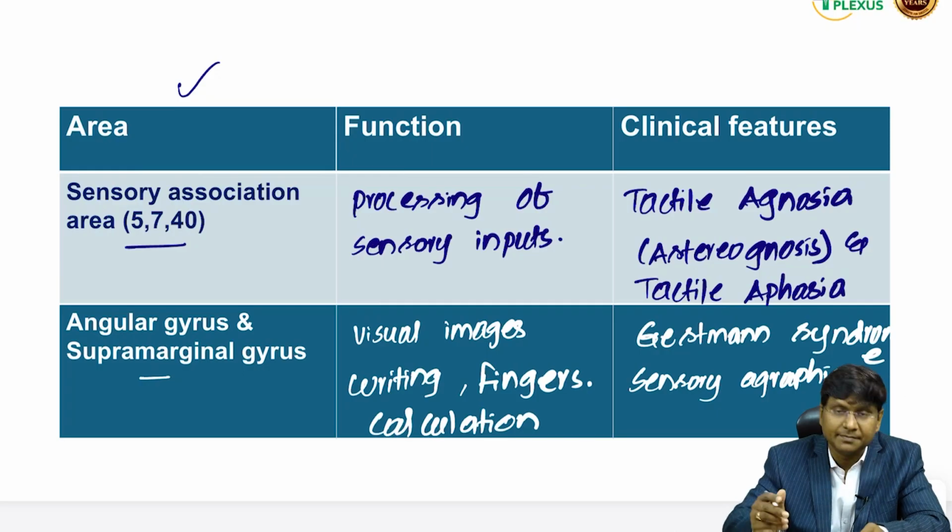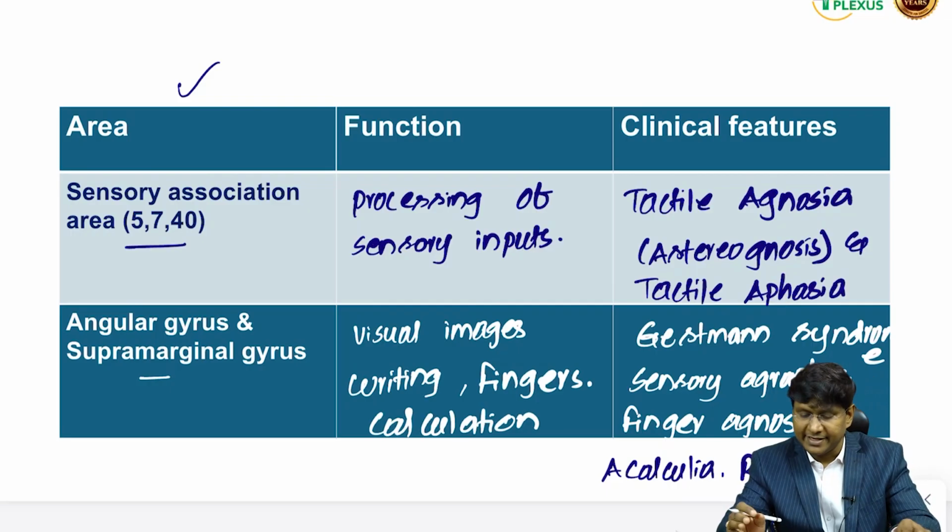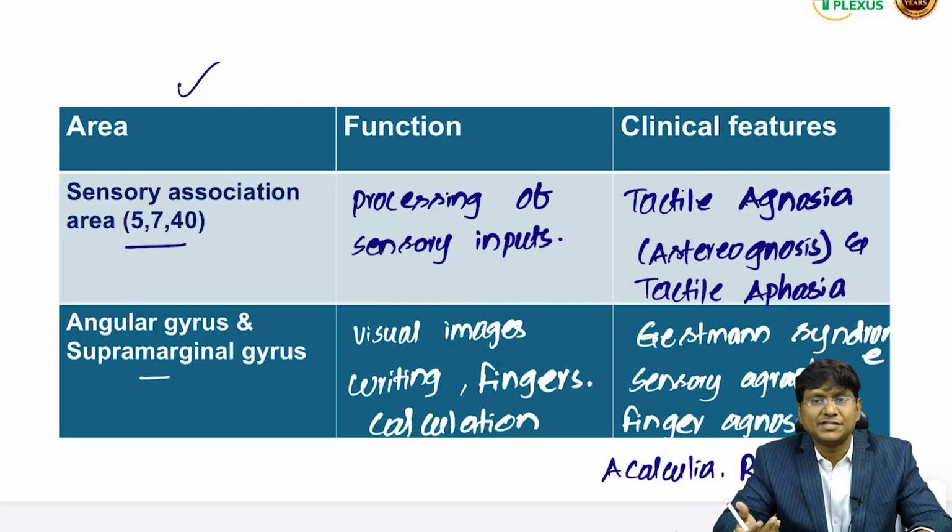Number 2, will not be able to recognize the fingers, so finger agnosia, and will not be able to do the calculation, so acalculia. And then these patients will have right and left confusion. So these are the features of Gerstmann syndrome: sensory agraphia, finger agnosia, right and left confusion, as well as acalculia. So this is about the angular gyrus and the supramarginal gyrus.